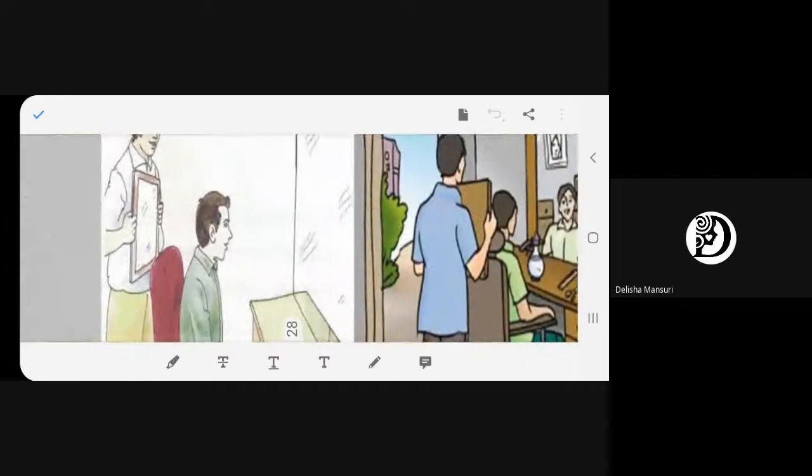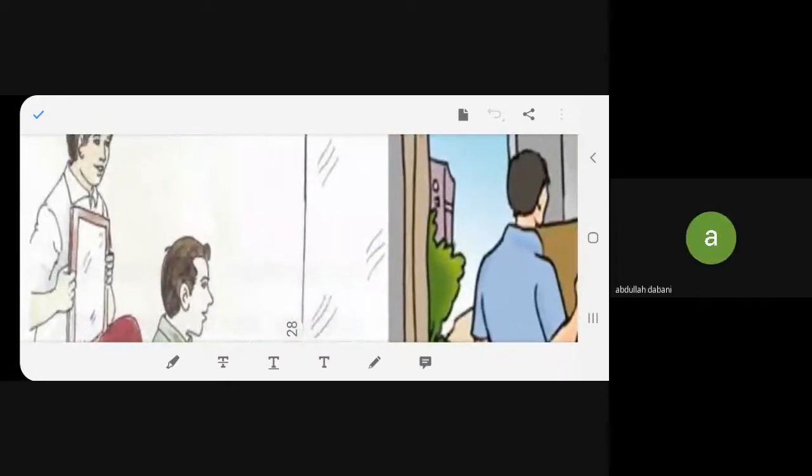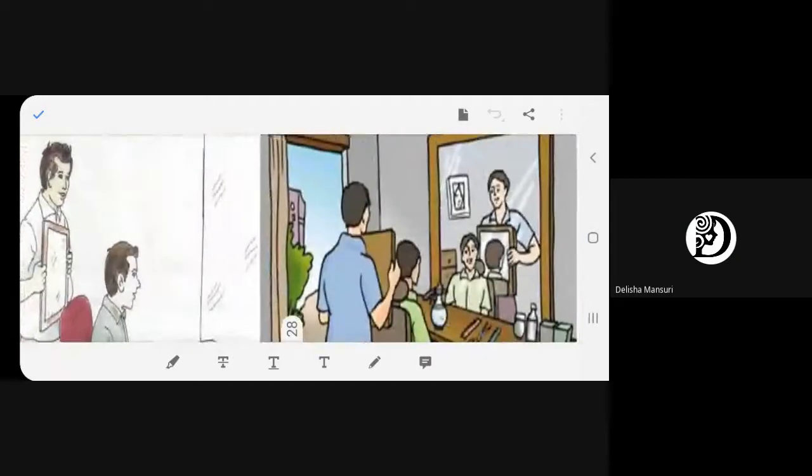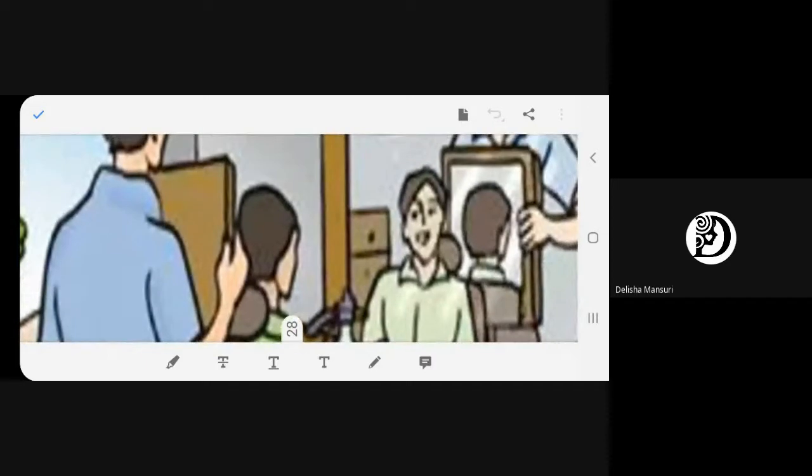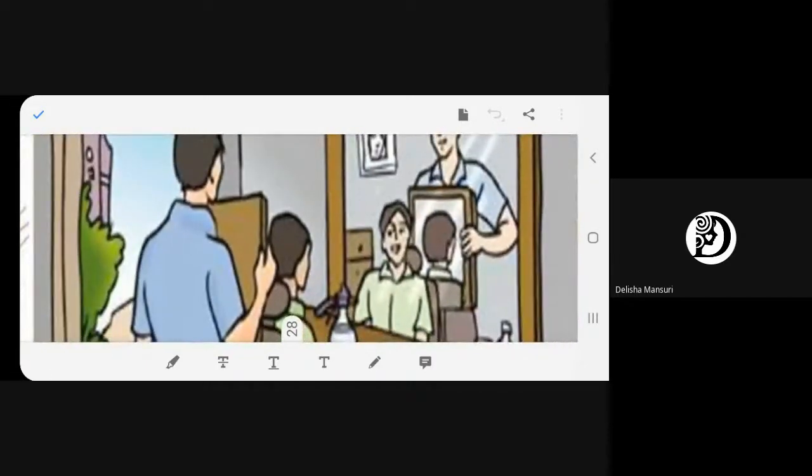Have you ever observed when you go to a barber for your haircut, the barber shows you a mirror? He keeps a mirror behind your head and you can see the haircut. Yes or no? Same thing happens over here. This is multiple reflection. Can you see this? The mirror is kept over here. So this is one image and this is the second image, isn't it?